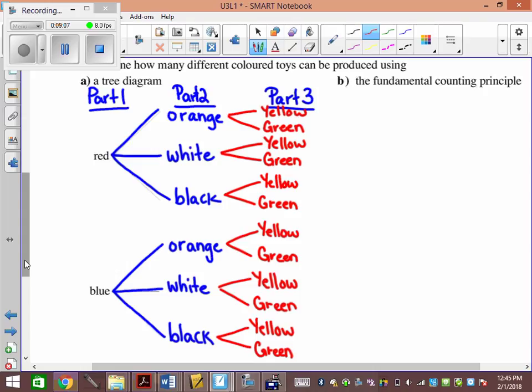Then blue, orange, yellow, blue, orange, green. Blue, white, yellow, blue, white, green. Blue, black, yellow, blue, black, green. So how many options do they have? 12. You could just count these, right? Because that's where you're going to end up. So 1, 2, 3, 4, 5, 6, 7, 8, 9, 10, 11, 12. So 12 different toys.